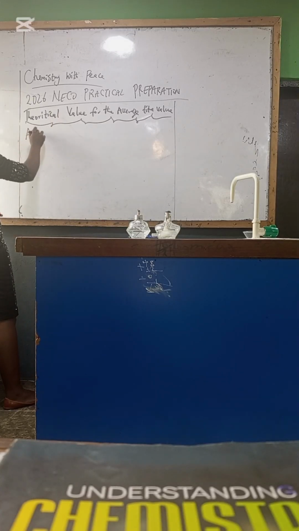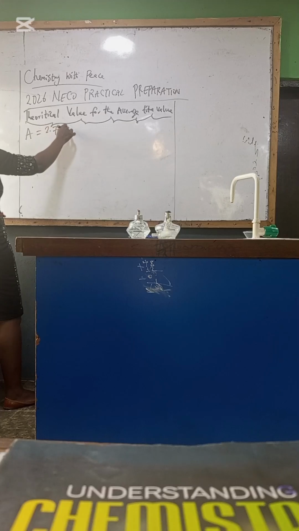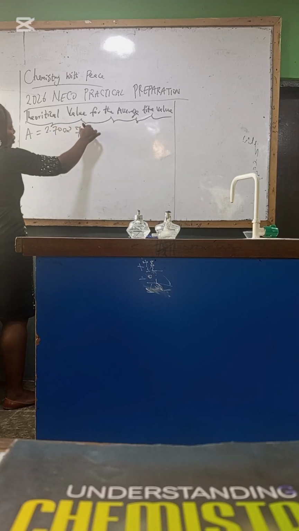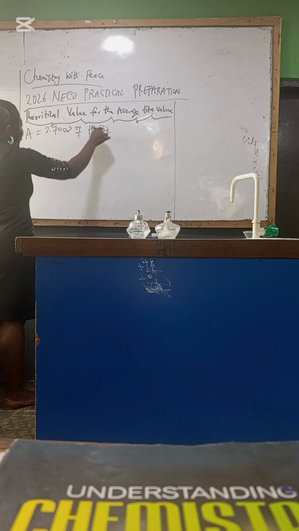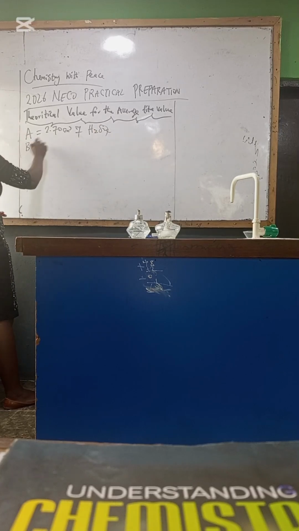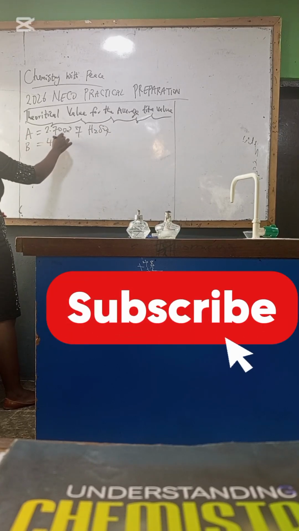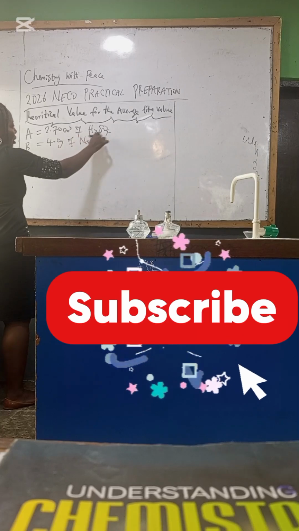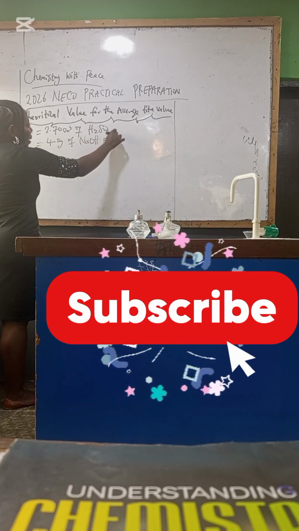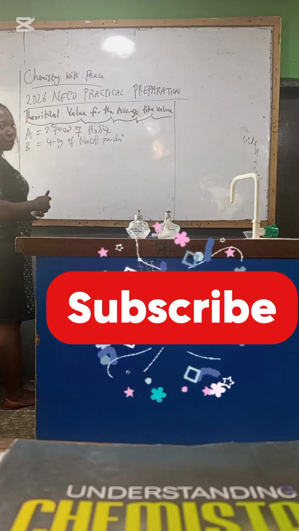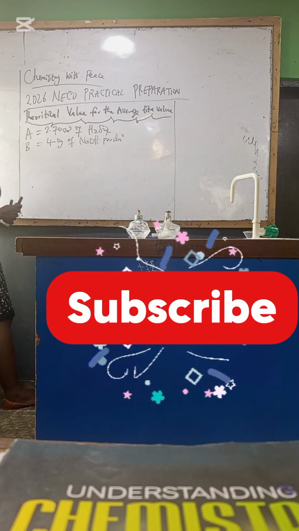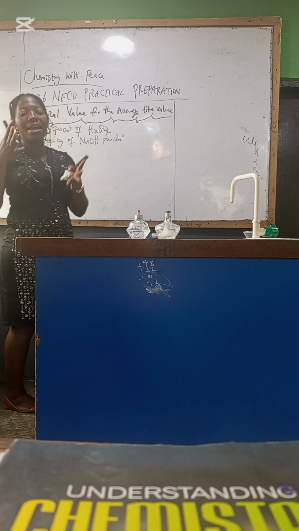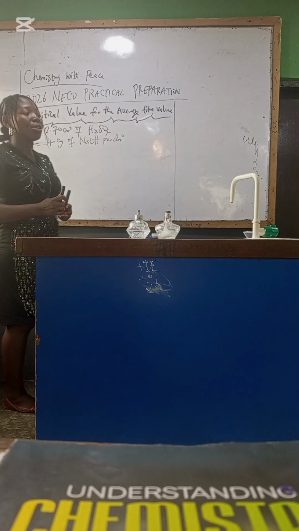So we are given sample A to be 2.70 centimeter cube of sulfuric acid, and our sample B is 4.0 gram of sodium hydroxide per dm cube. So first of all, we are going to get the expected volume of acid used.